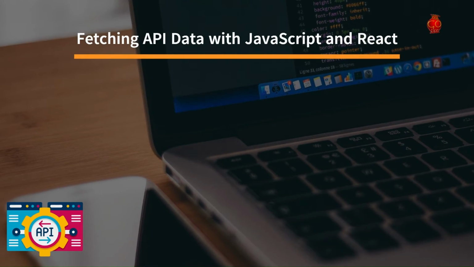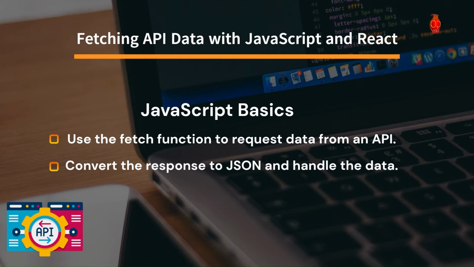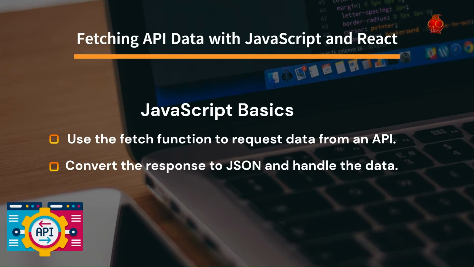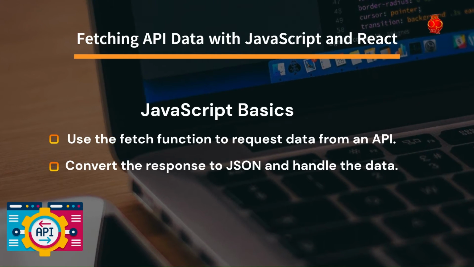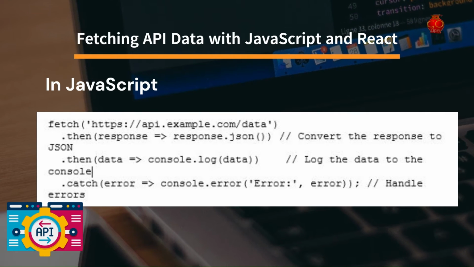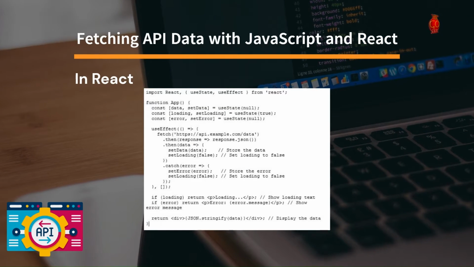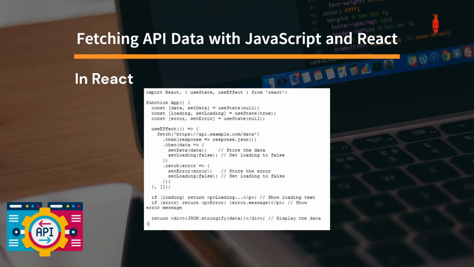To get data from an API, you need to send a request to it and then handle the response. In JavaScript and React, you can use built-in functions or libraries to do this. In JavaScript, you use the fetch function to make a request to the API. In React, you use the useEffect hook to fetch data when your component loads and the useState hook to store the data.